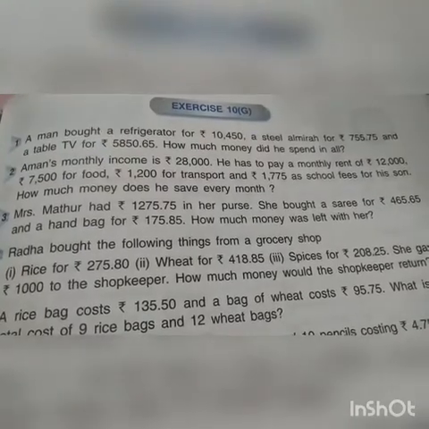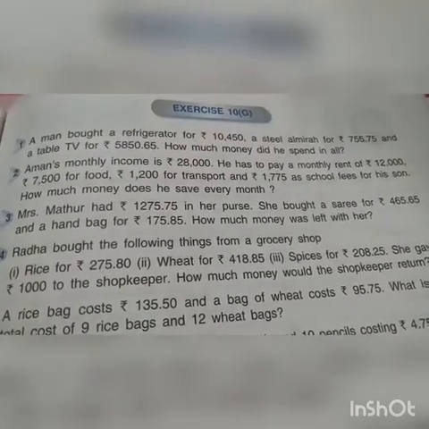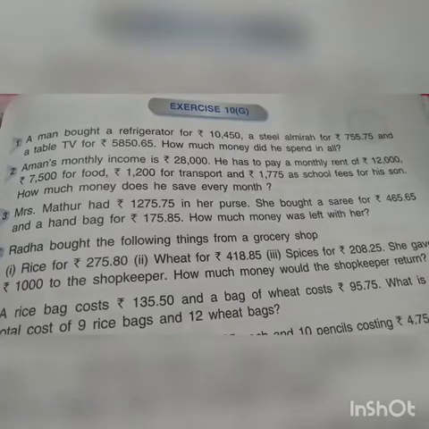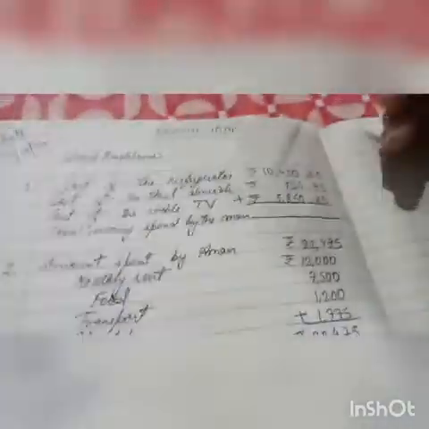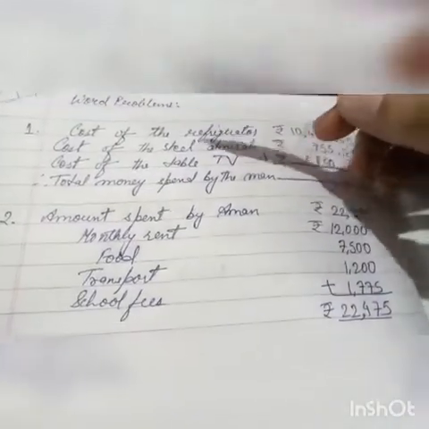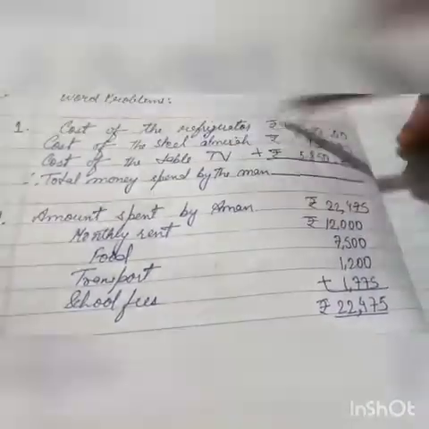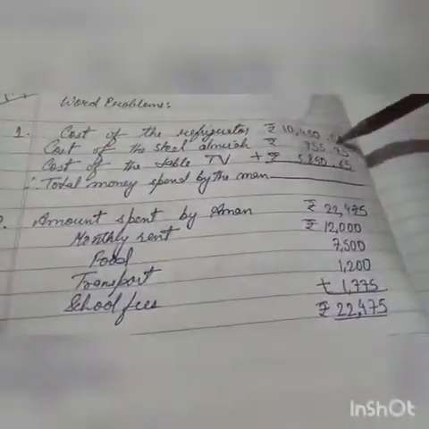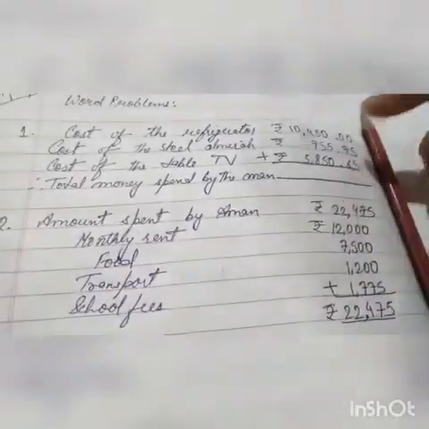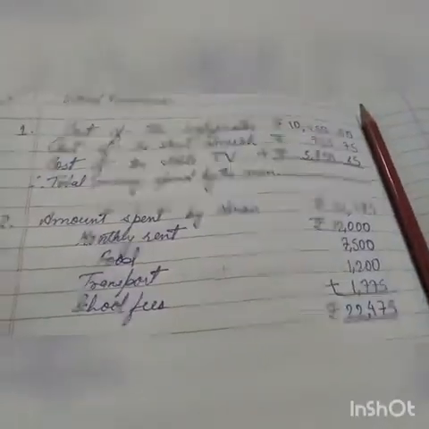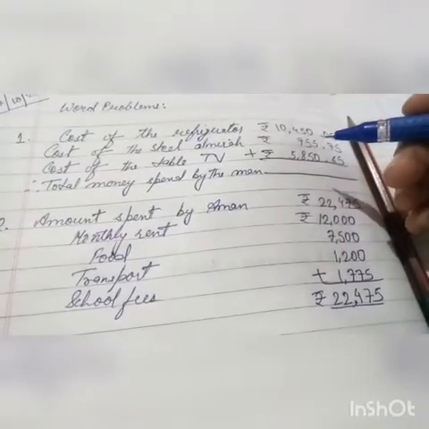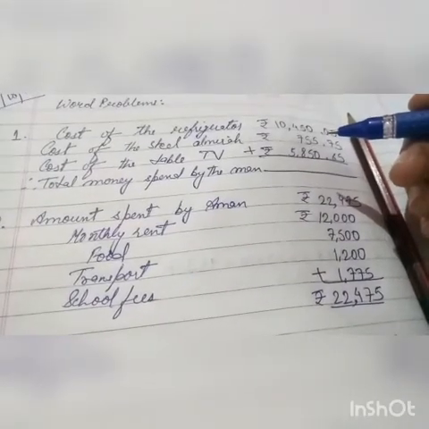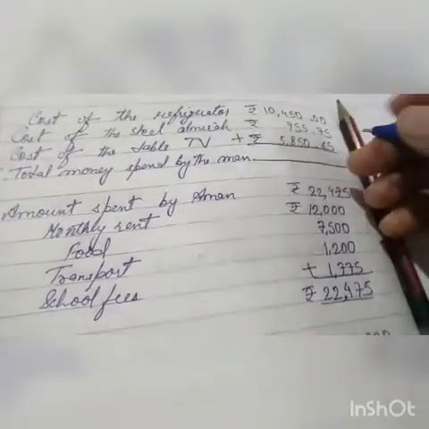The question is asking about a man who has spent money to buy all these 3 things. How much money did he spend in all? As it is a word problem, we have to write in statement form the cost of the refrigerator, the cost of the steel almirah, and the cost of the table TV which he bought. After that, for finding the total money spent by him, we have to do the addition.